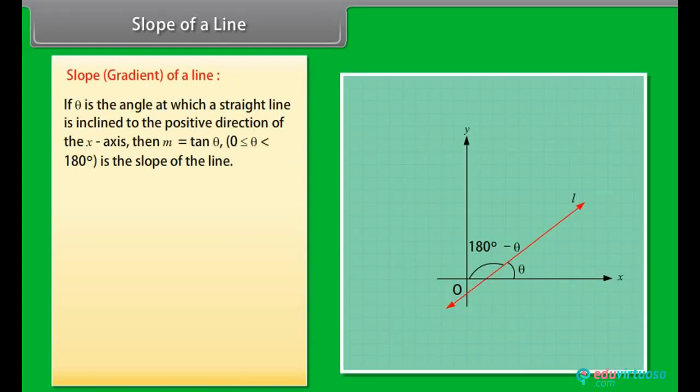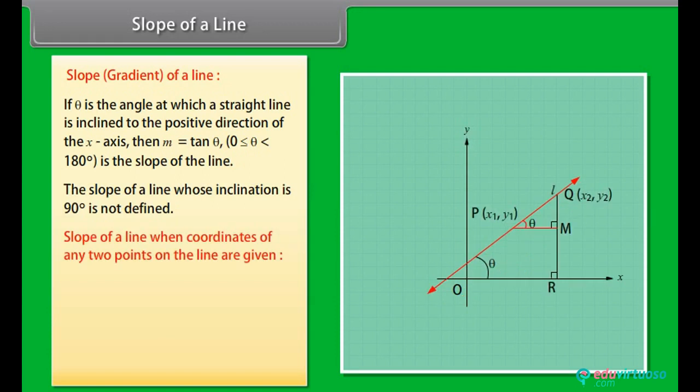Slope or gradient of a line. If theta is the angle at which a straight line is inclined to the positive direction of x-axis, then m is equal to tan theta, where 0 is less than or equal to theta is less than 180 degrees, is the slope of the line. The slope of a line whose inclination is 90 degrees is not defined.